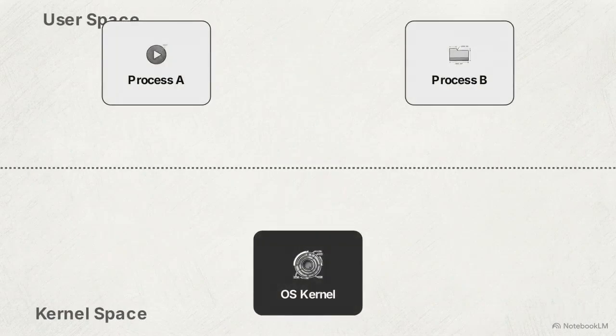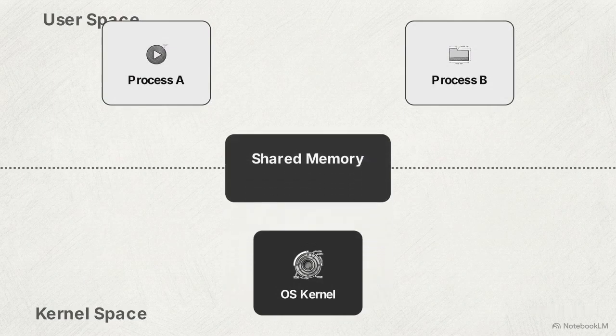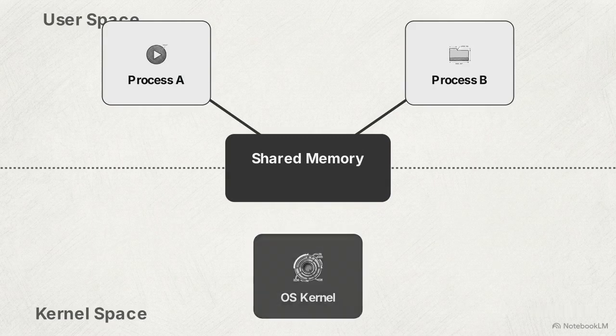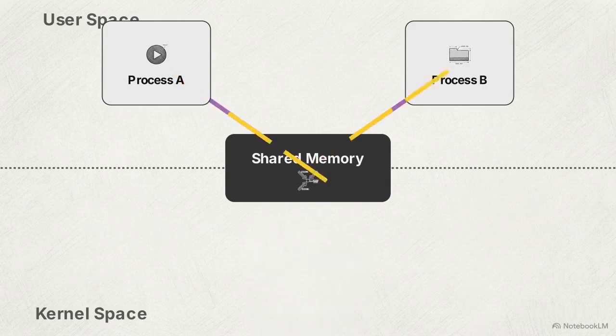This diagram illustrates our system boundaries: user space above, kernel space below. To initiate shared memory, the kernel designates a shared physical memory block. Both processes attach to this segment. The kernel then removes itself, allowing the processes to read and write directly.